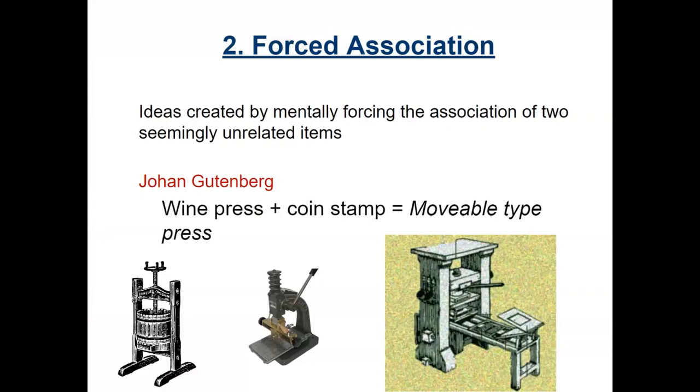The second one is forced association. This probably won't apply to us a whole heck of a lot, but this is where you take two things that may not have to do with your project, smushing them together and trying to get another idea out of it. So combining a wine press and a coin stamp will give you essentially a printing press from way back in the day.